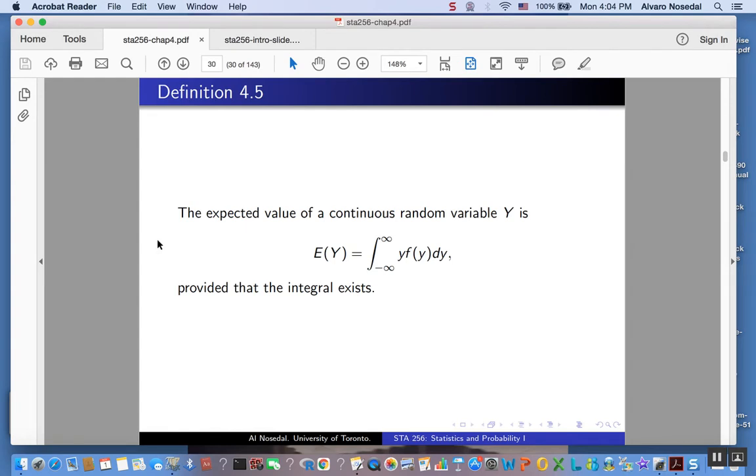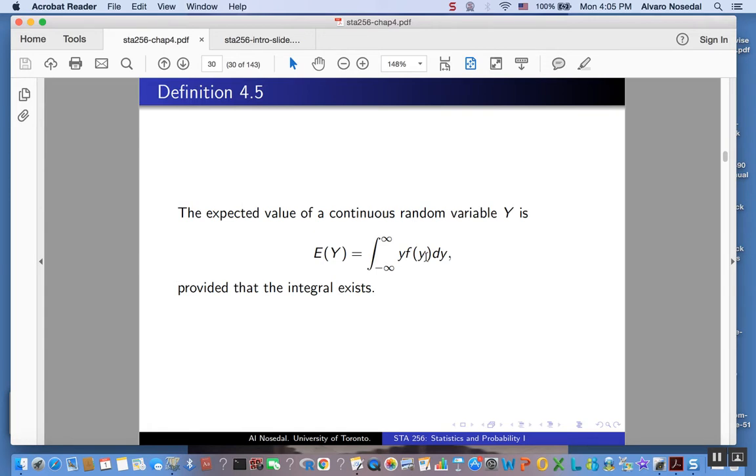Okay, first, that's the definition of expected value in the case of a continuous random variable. Can you see that it is extremely similar to the definition that you had for the case of a discrete random variable? Back then, the expected value of y, if y was discrete, was the summation for all possible values of y times the probability mass function, right?